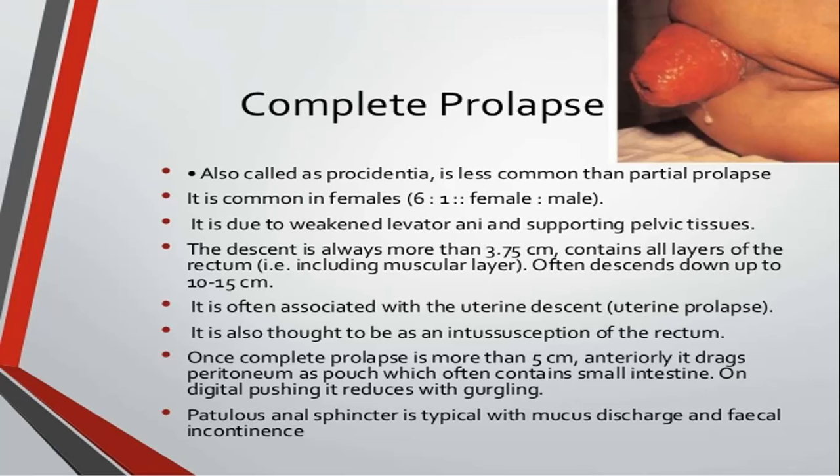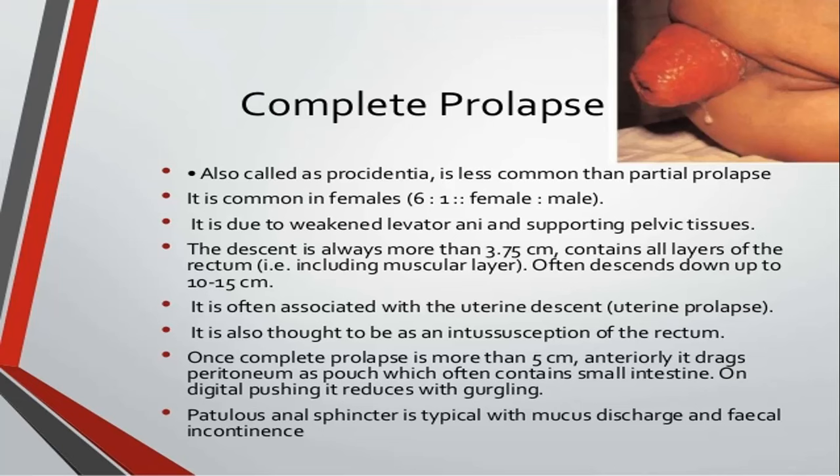Number one, it is common in females, with a female to male ratio of 6:1. It is due to weakened levator and supporting pelvic tissue. It is always more than 3.7 to 4 centimeters, more than 2 finger breadths, and involves all layers of the rectum, including the muscular layer. It can extend up to 10 to 15 centimeters, the whole length of the rectum descending from the anal area.